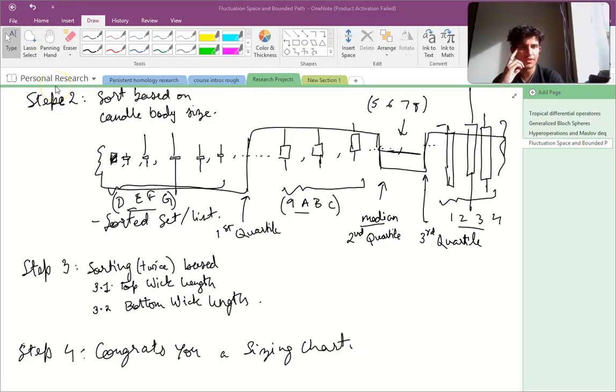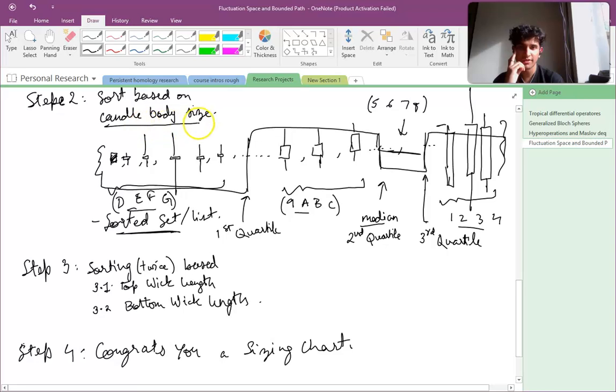Right, so now we're going to just finish our step 3 and talk further on how to go about it. So step 3, what are we going to do? We're going to sort our existing sorted list. The first time we sorted it based on candle body size, and the second time we're going to sort it based on our wick size. Wick length or wick size.